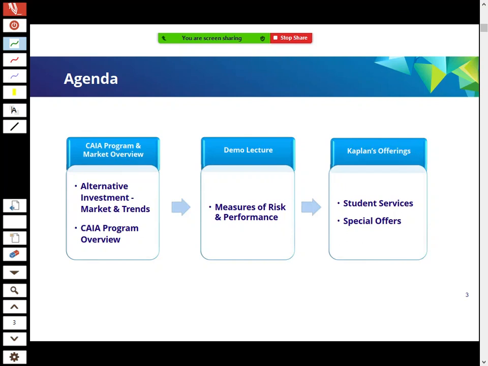And lastly, I will pass it to my colleague, and they will give you more details as to what kind of offerings, different types of courses, choices and options you can use, making use of the resources at Kaplan to help enhance your preparations for the examinations. Okay, so that is the agenda for today.